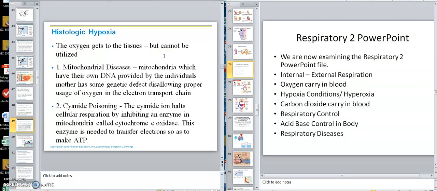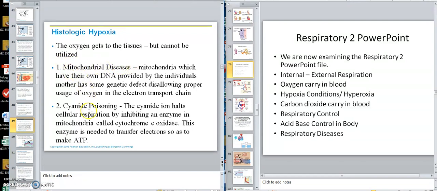Okay, what are some reasons for that? Mitochondrial disease. Mitochondria, which have their own DNA provided by individuals from the mom, suppose that happened. If you had a mitochondrial disease, the oxygen could be there, but it's not being utilized. This is a new thing, too. There's a lot of mitochondrial diseases out there we've found.